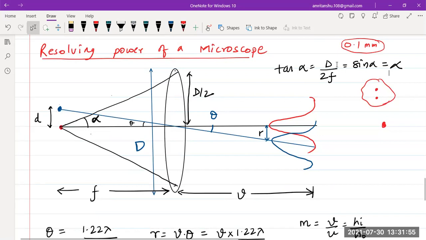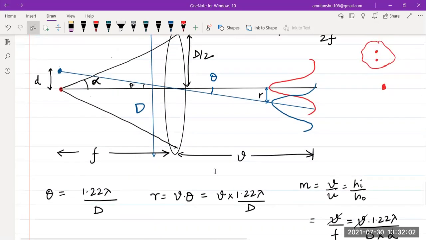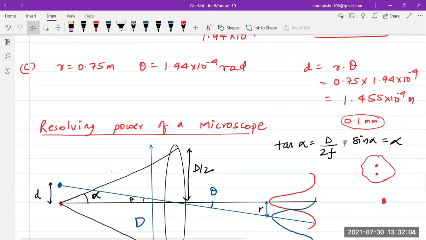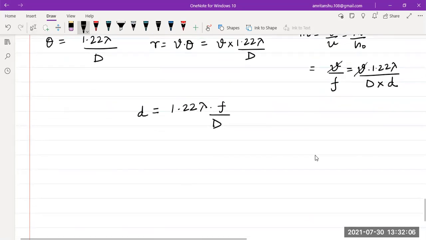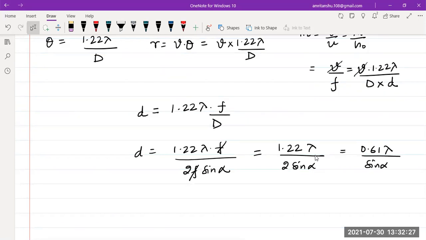Okay, so if I substitute the value of d dash as 2f sine alpha into d dash as 1.22 lambda f by D, f again cancels, so what we get is d dash as 1.22 lambda by 2 sine alpha, which happens to be 0.61 lambda by sine alpha.